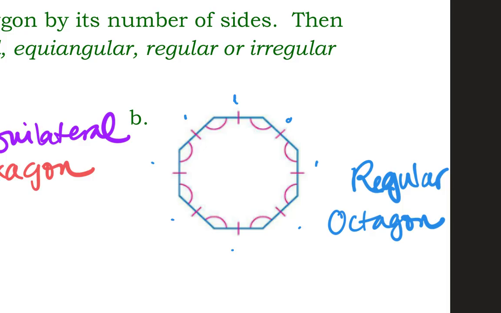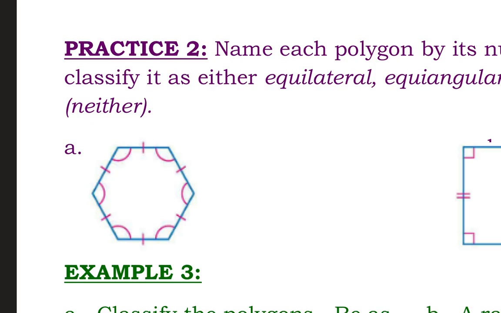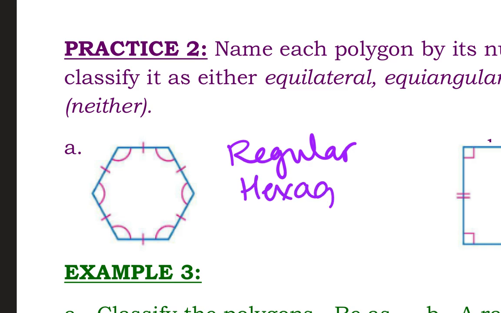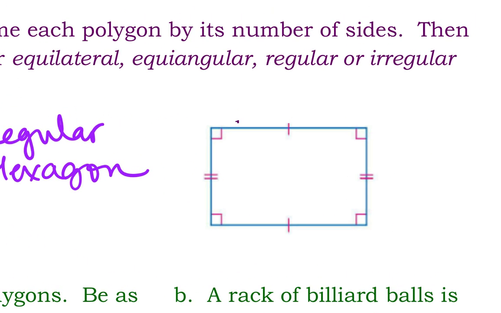All right, so going over on the right side, let me give you a minute to try those two. A regular? A regular what? Which one? Hexagon. Should be a hexagon. It has 6 sides. All right, and Sebastian, what did you get for the next one? A quadrilateral. What type of quadrilateral? Equiangular. Only the angles are equal.